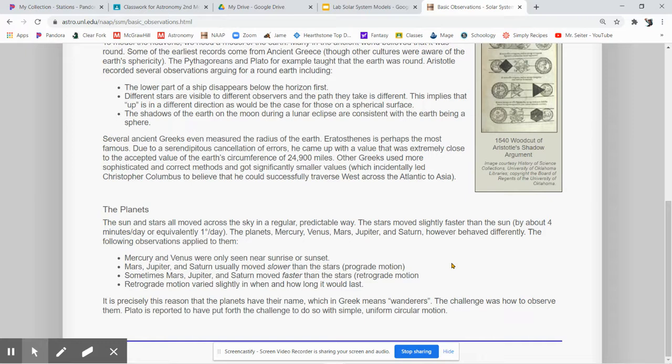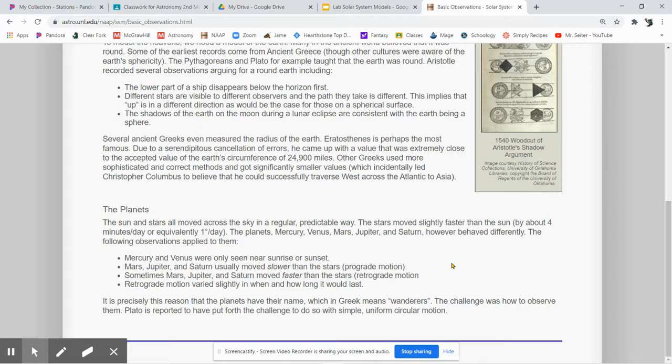The sun, the stars, the planets. The sun and the stars move across the sky in a regular, predictable way. The stars move slightly faster than the sun, about 4 minutes a day, or 1 degree a day. The planets Mercury, Venus, Mars, Jupiter, and Saturn, however, behave differently. The following observations apply to them. Mercury and Venus were only seen near sunrise or sunset. Mars, Jupiter, and Saturn usually move slower than the stars. And sometimes Mars, Jupiter, and Saturn move faster than the stars.